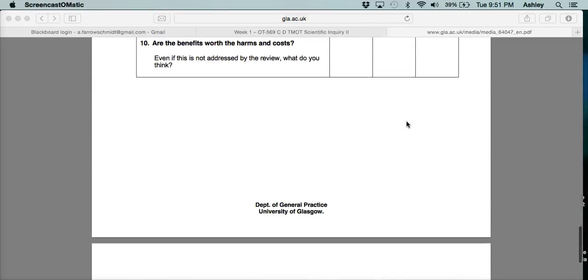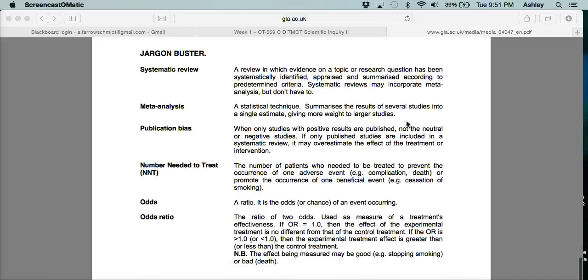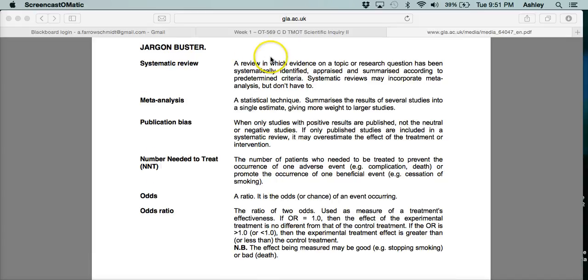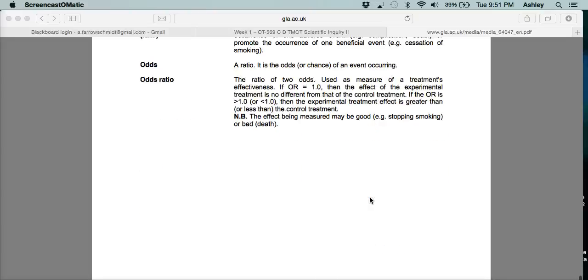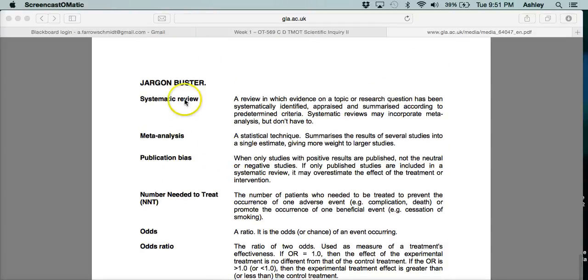Last but not least, at the very bottom, there is a little section here that will provide definitions of some of the things that you're going to look at within this week's readings and assignments and discussion questions. So there is a nice little appendix here for you.